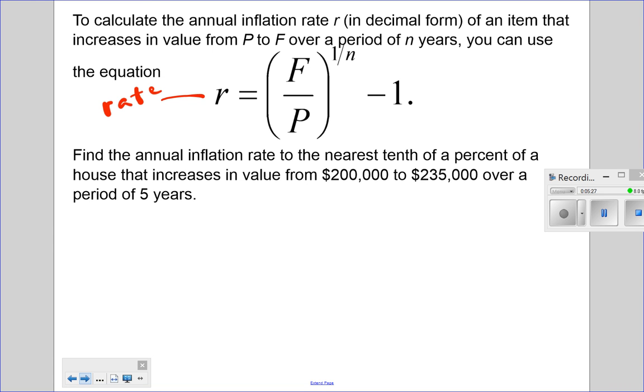Okay, what's this F mean? It's a value. P is how much it starts off as, and F is how much it ends up as. So this is like our initial cost. And then this F is like our ending cost.